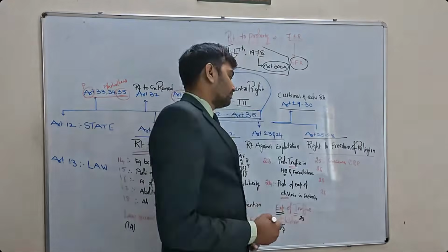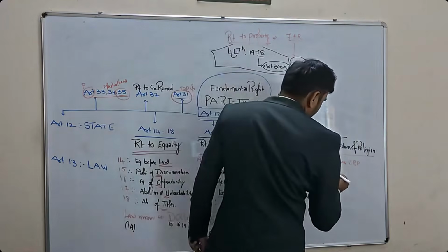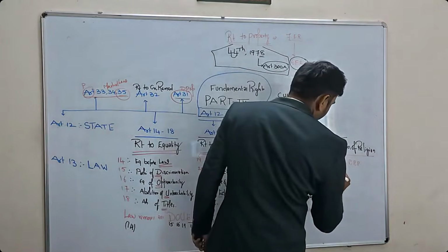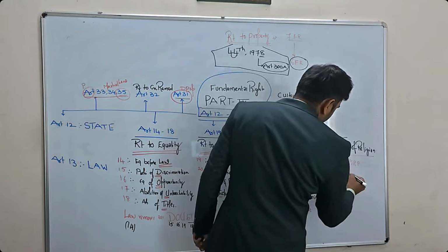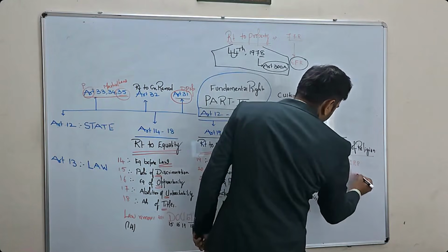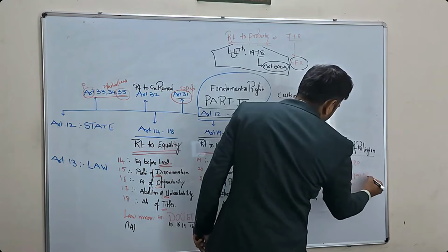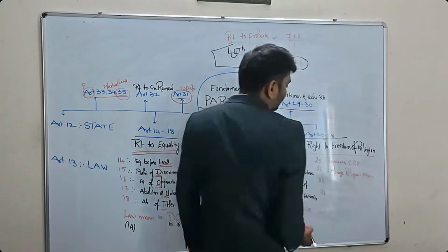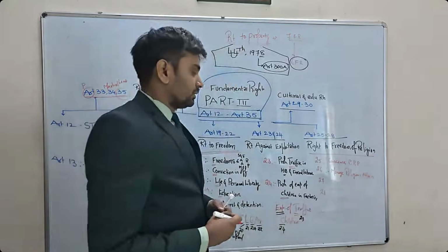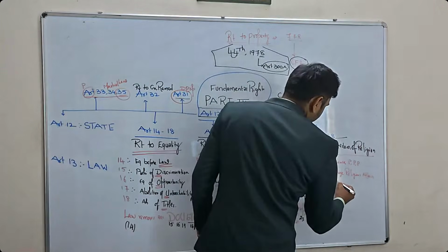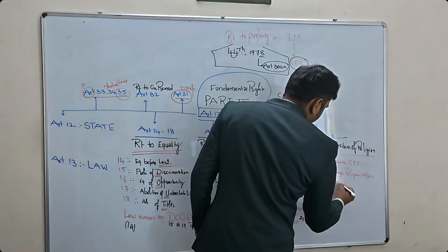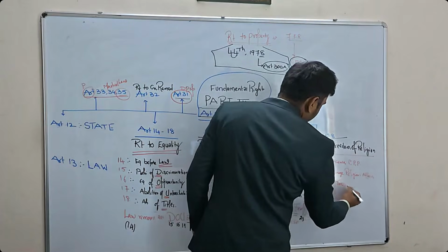Next is Article 26, freedom to manage religious affairs. And then 27, freedom from payment of certain taxes.